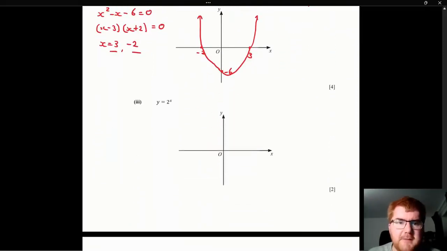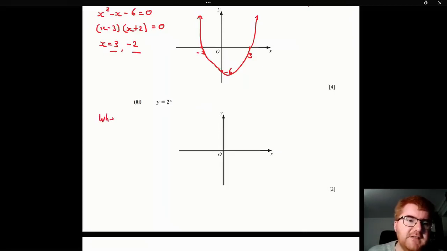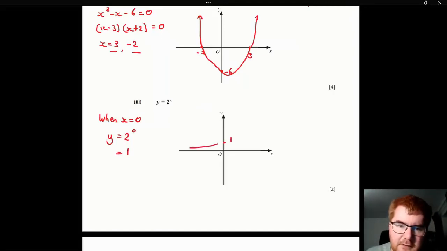For this question here, a very useful tip is when x is 0 to see what happens. So y is equal to 2 to the power of 0. That's equal to 1, so it's going to go through at 1. And because this is positive and also greater than 1, we're going to get a graph that looks like this, where we have an asymptotic behavior. So it never actually goes below the x-axis.